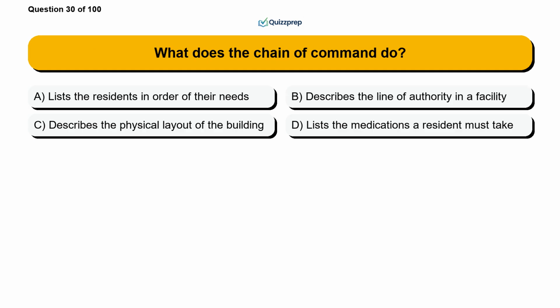Question 30. What does the chain of command do? Option A, lists the residents in order of their needs. Option B, describes the line of authority in a facility. Option C, describes the physical layout of the building. Option D, lists the medications a resident must take.